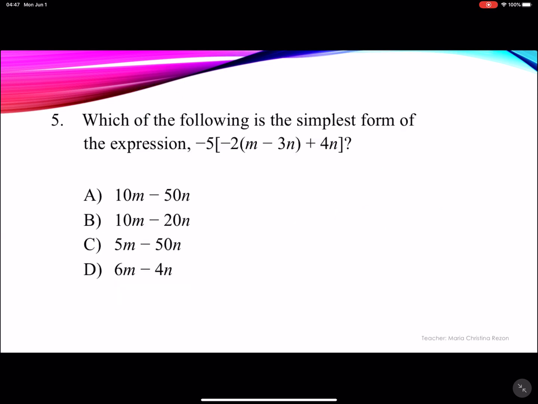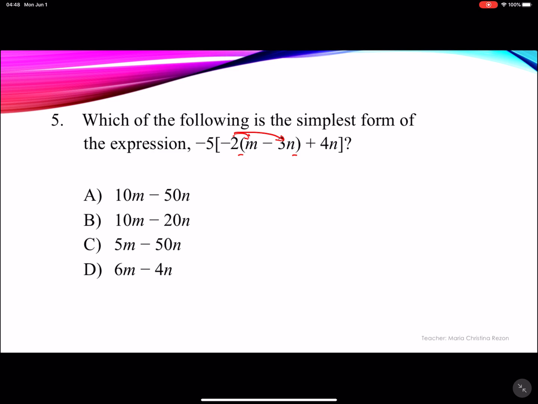Number 5. Which of the following is the simplest form of the expression negative 5 times the quantity of negative 2 times m minus 3n plus 4n? So the first thing that we are going to do is we get rid of the grouping symbols. And since we have two grouping symbols here, we get rid first, or eliminate first, what is in the innermost part. So we first do the parentheses. So you have to distribute negative 2 to these terms here.